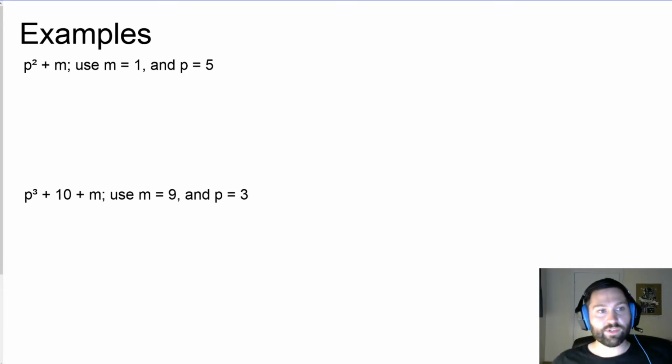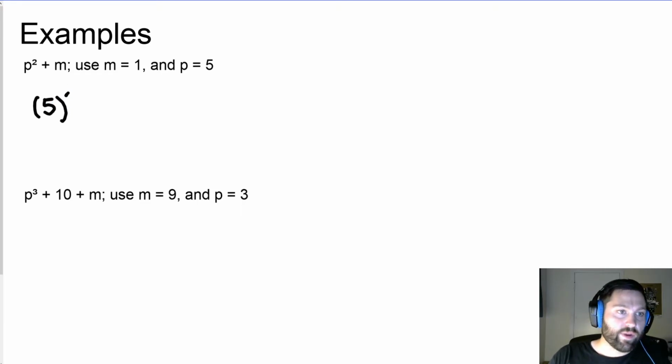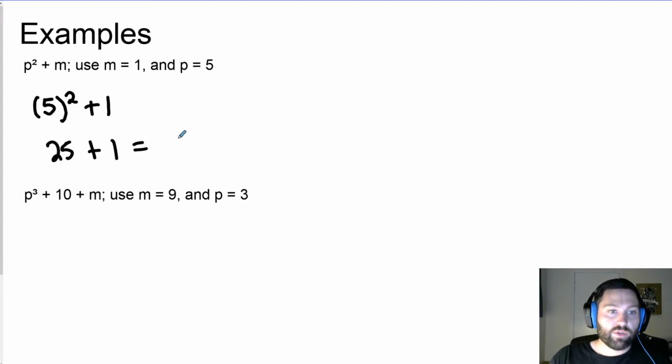So, first example, p to the second power plus m, use m equals 1 and p equals 5. So since that's the case, I'm going to substitute a 5 here. When I do my substitutions, I like to do them with parentheses all the time. It preserves negative signs. It's very important to preserve your negative signs here. So you're going to do 5 squared plus 1, and you get 25 plus 1, which is 26.